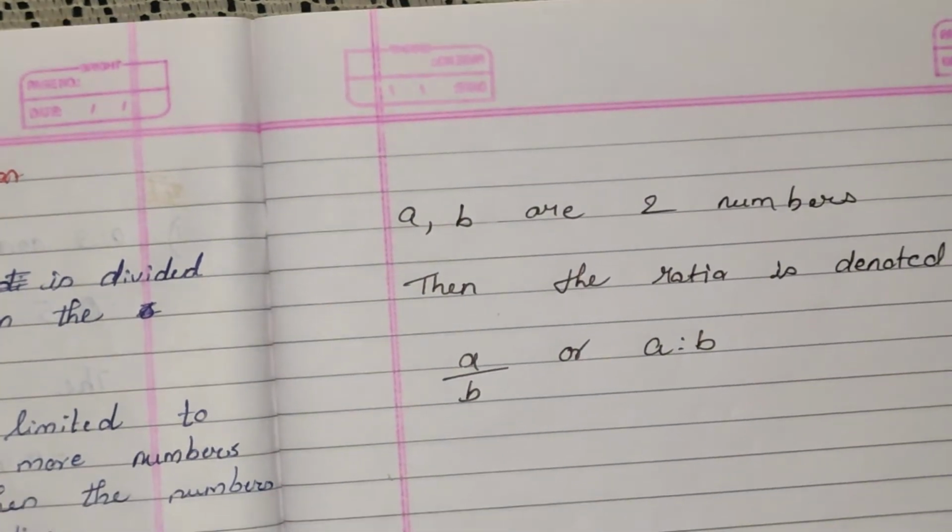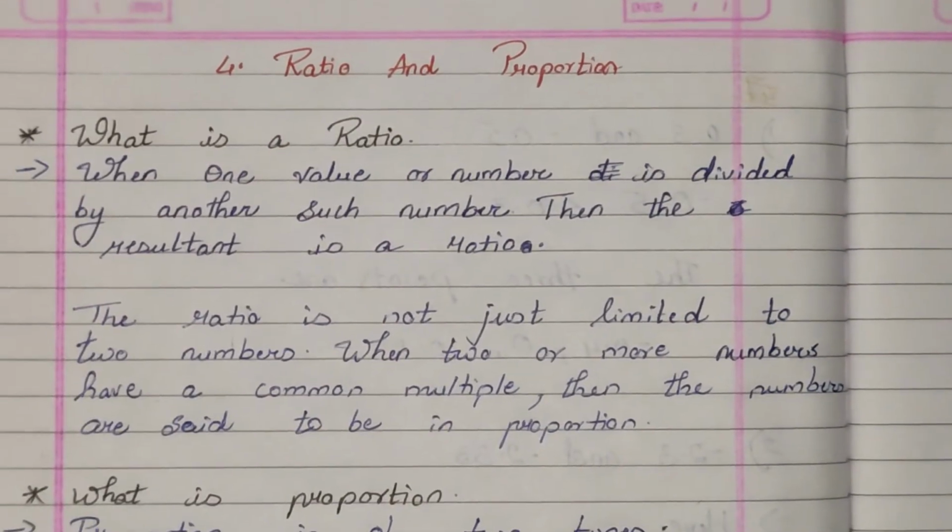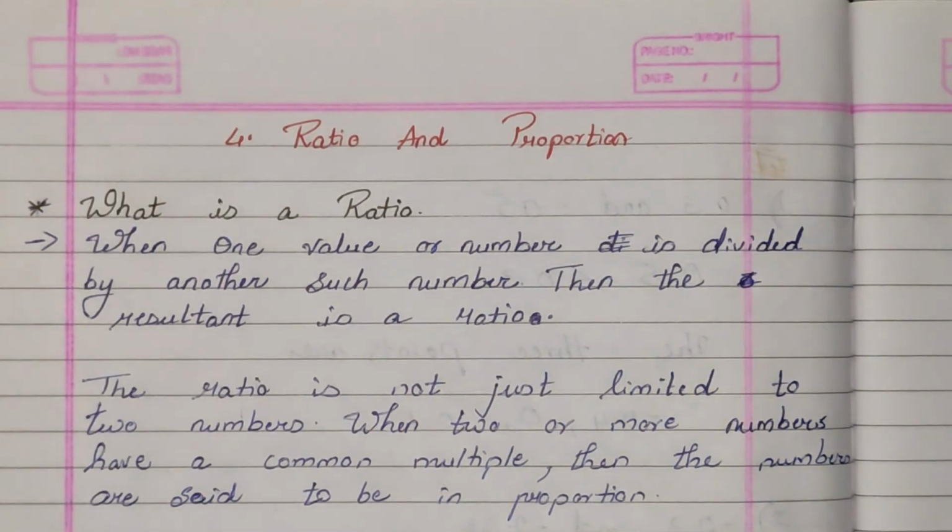Now the numerator or the first number in the ratio is A and the denominator or the second number is the number B. These numbers A and B are called predecessor and successor respectively. A, that is the numerator or the first number, is called the predecessor, and B, that is the denominator, is called the successor. We will come to that in the later part of the chapter.